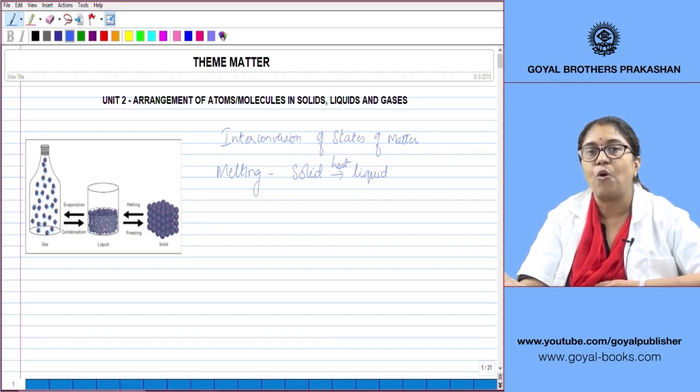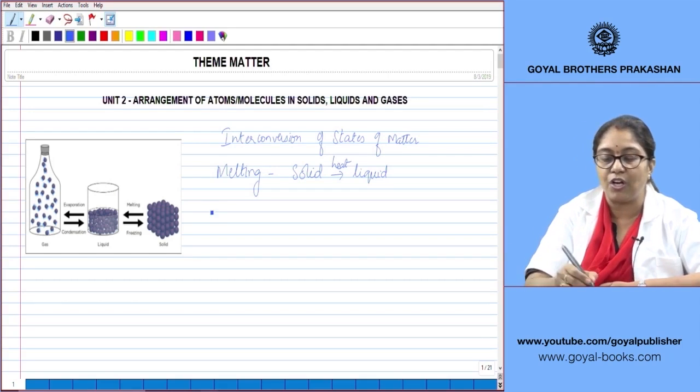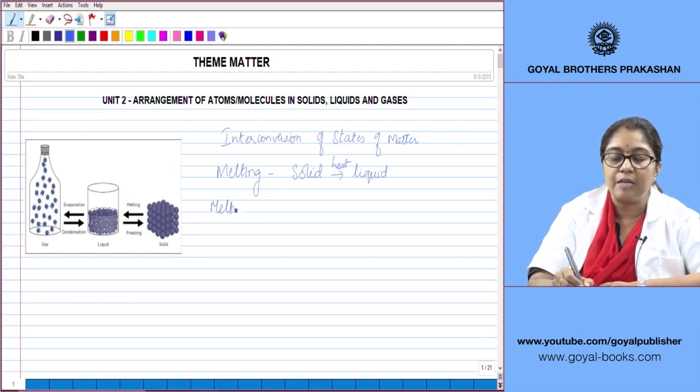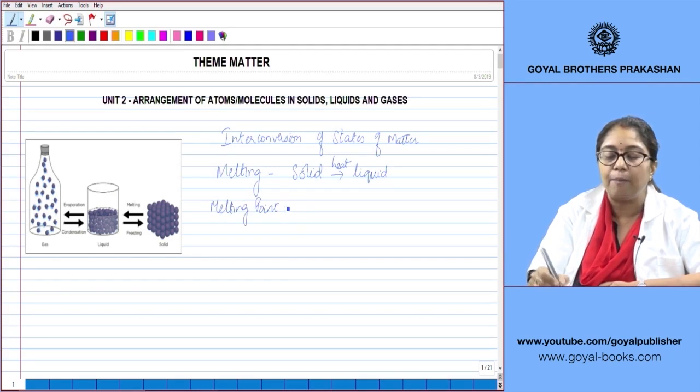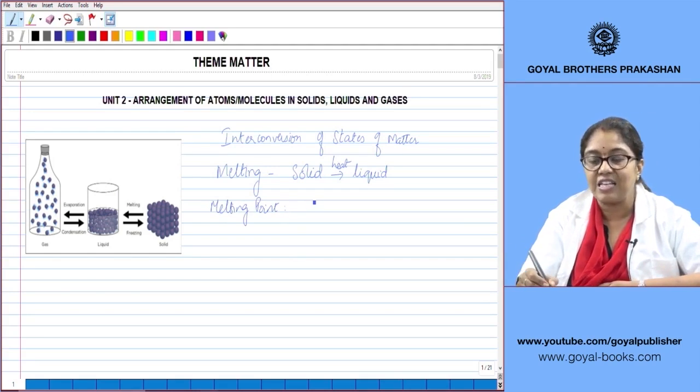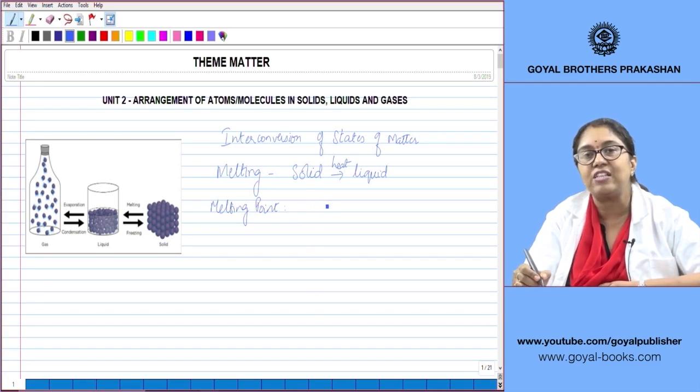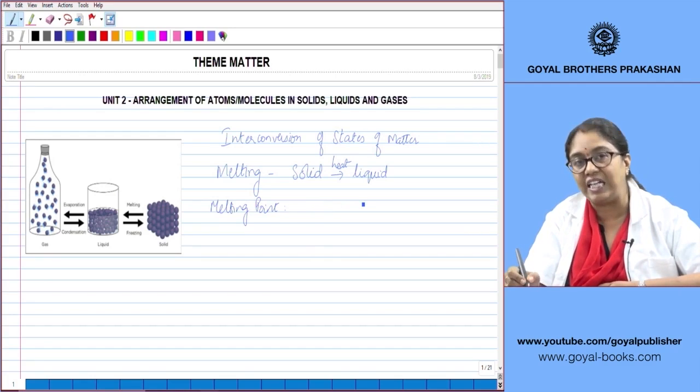This particular change in state occurs at a definite temperature which is known as the melting point. So what is melting point? Melting point is defined as the fixed temperature at which a solid changes into its liquid state on heating.